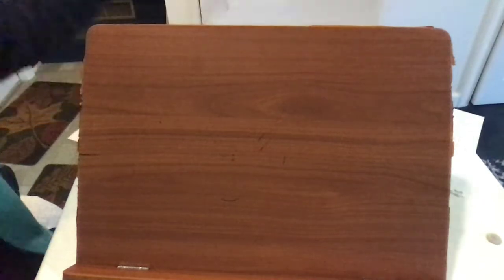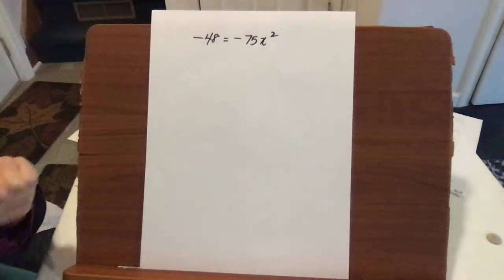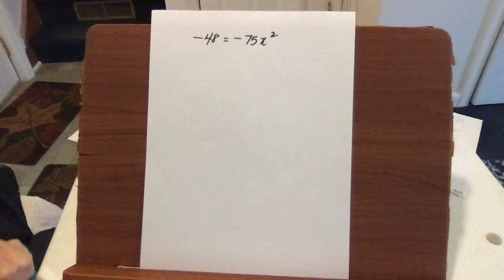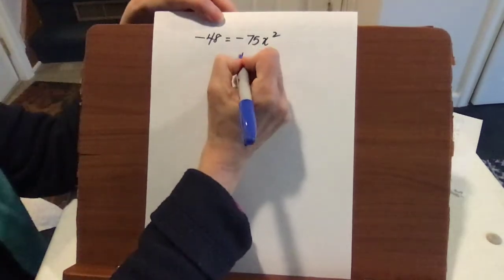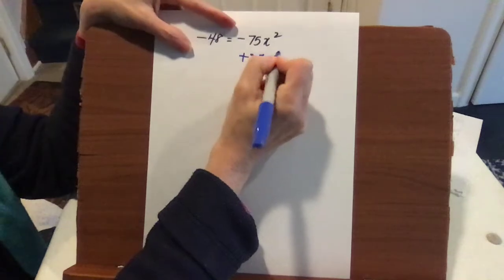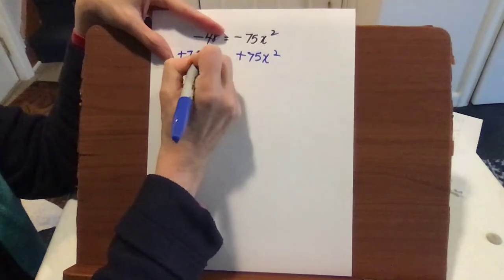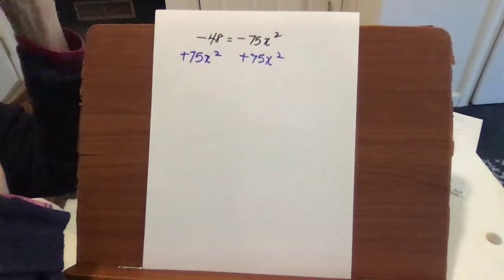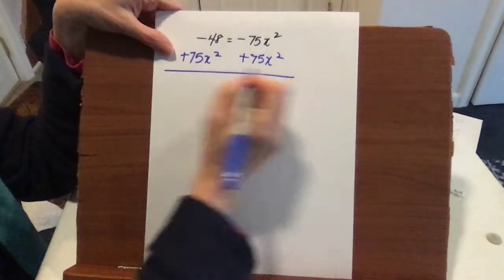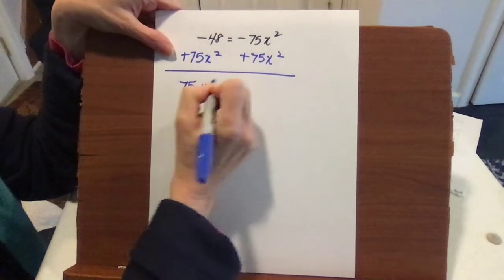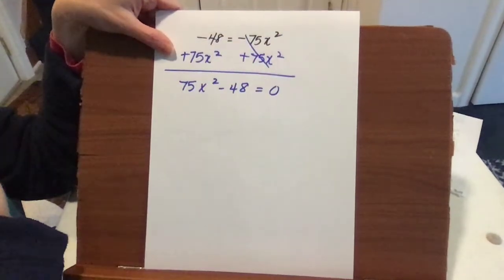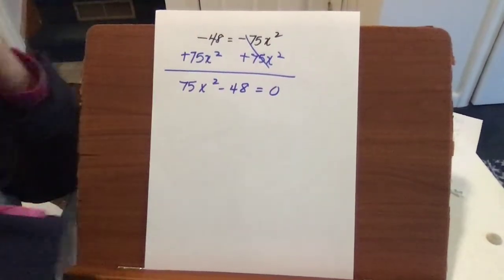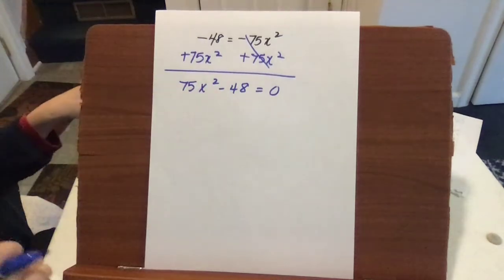And last but not least, what if we have something similar to that, but we have to take out a GCF maybe. So again, we're going to bring this 75x squared over to the left. We want the quadratics must equal 0. So we're going to get 75x squared minus 48 equals 0, because that guy goes away, but you have to maintain the balance of the equation, and you can't lose the other side.